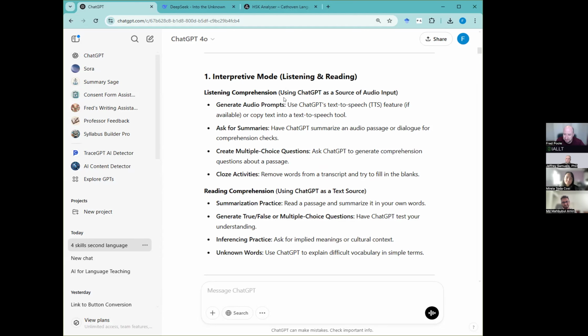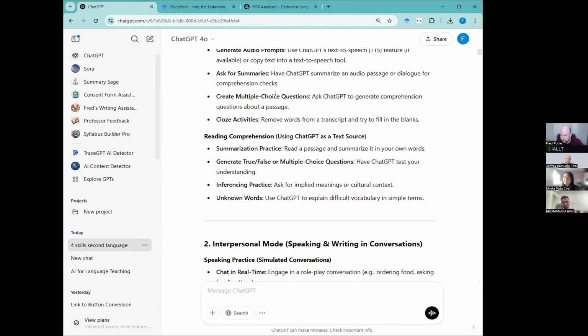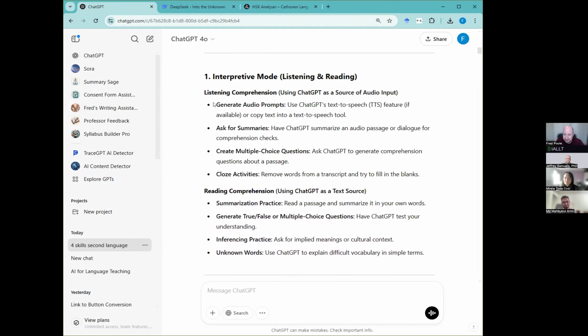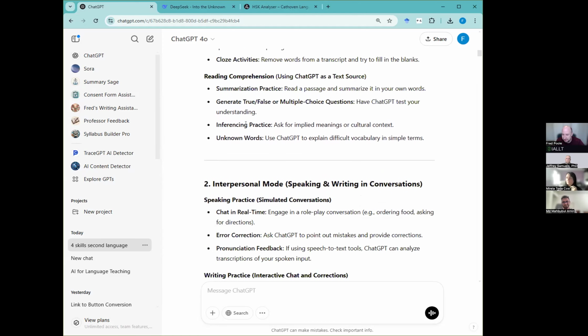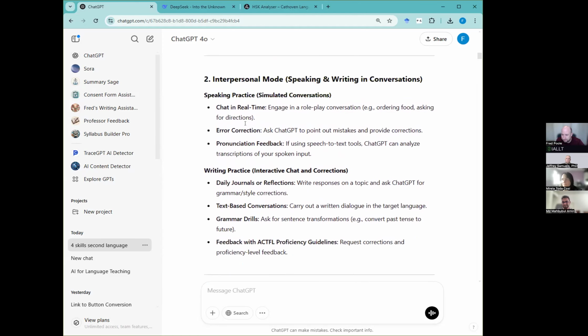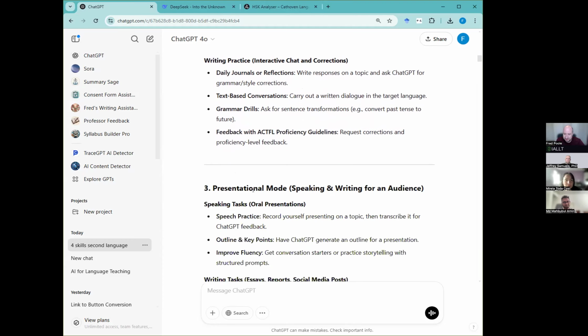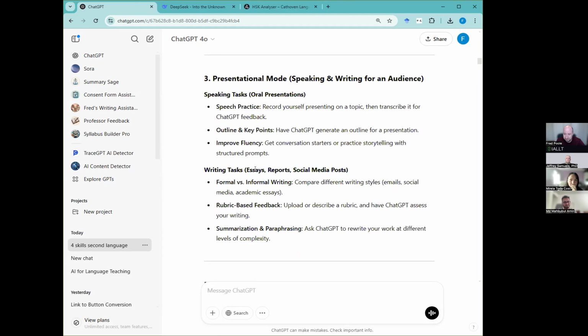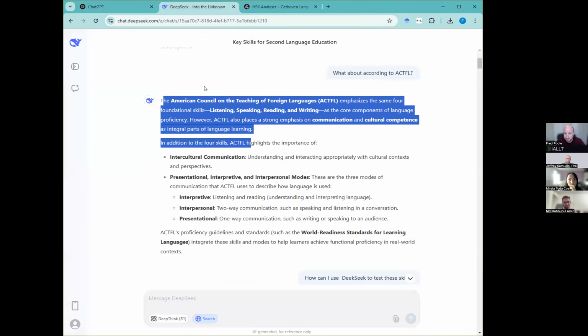Within these, we got some unique outputs in terms of listening: it can generate audio prompts, ask for summaries, and create multiple choice questions. Within the interpersonal mode, chat in real time, error correction, pronunciation feedback, writing practice. There's a lot of fairly standard output. Nothing that really tells me that this is anything terribly unique.